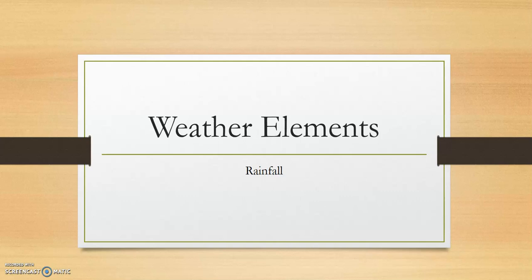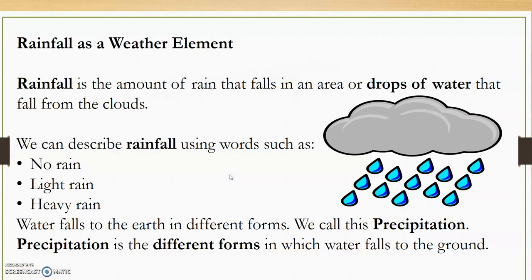And we said that we can use a wind vane or a windsock. We said the wind vane is used to measure where our wind is coming from, and the windsock is used to determine where the wind is going to. All right, so today we are moving on to another weather element, and we are going to be discussing rainfall.